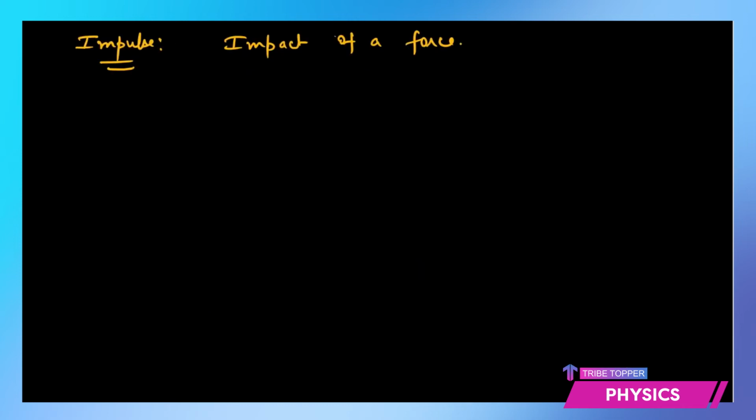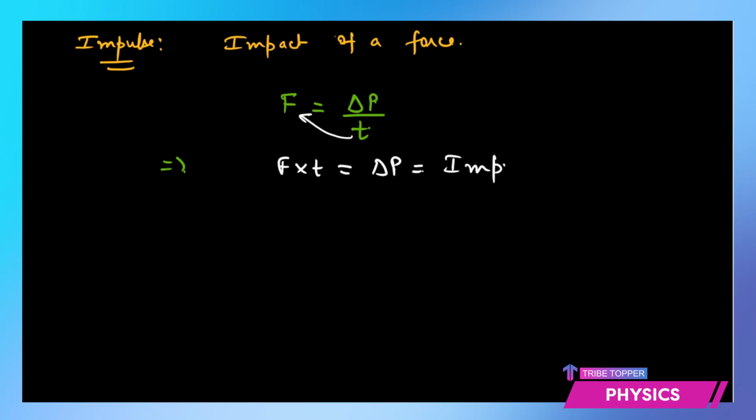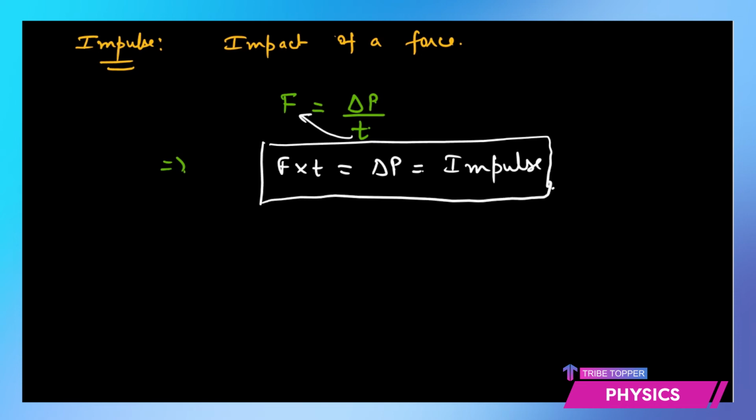Further, Newton's second law also leads us to another important term called impulse. It is called the impact of a force. Now, we just said F is equal to the change in momentum over time. If I cross multiply these two, that's force into time, which is equal to the change in momentum, and this quantity is given the name of impulse. If in the question the force is given and the time of contact is given, you can find the impulse as force into time. Or sometimes they give you the initial and final velocities, then you can find the impulse by the change in momentum.